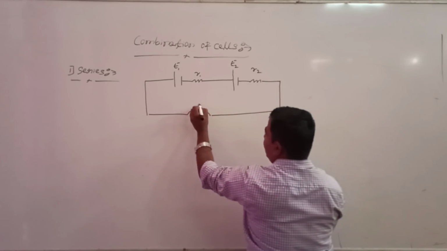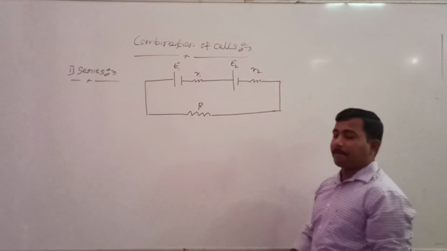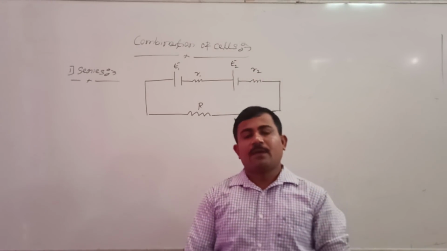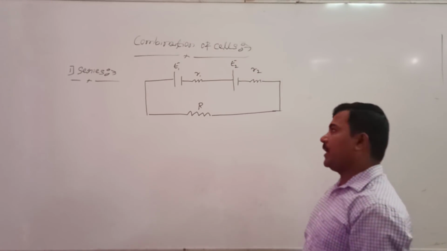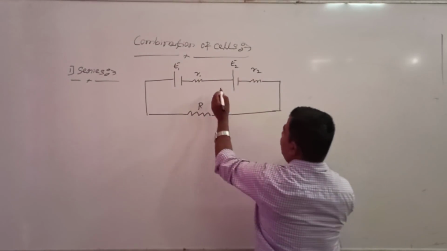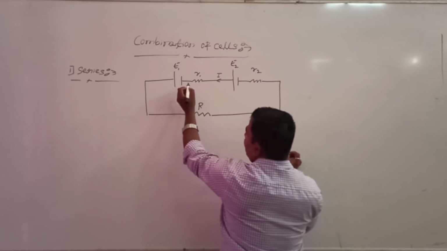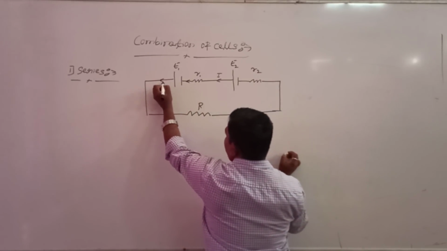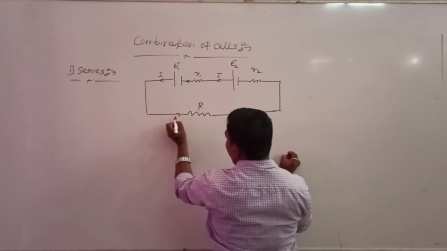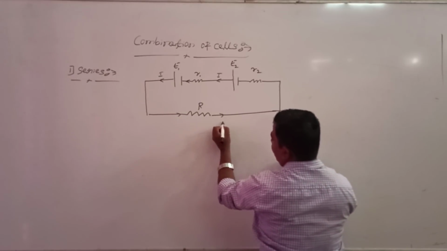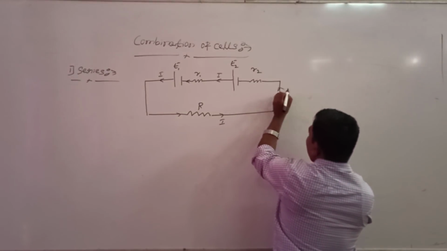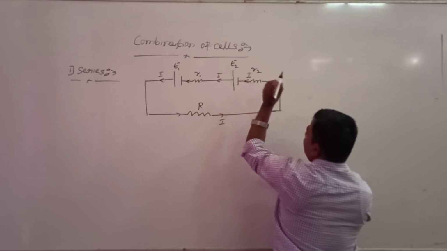What is its value? It is the value R. Now let us take the direction of current here. What is the direction of current? The direction of current is from positive terminal to negative terminal. This is the direction of current, value I. In series combination, the current always remains the same at every point.